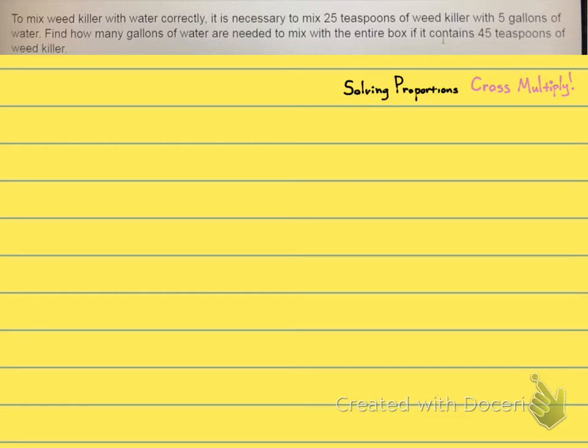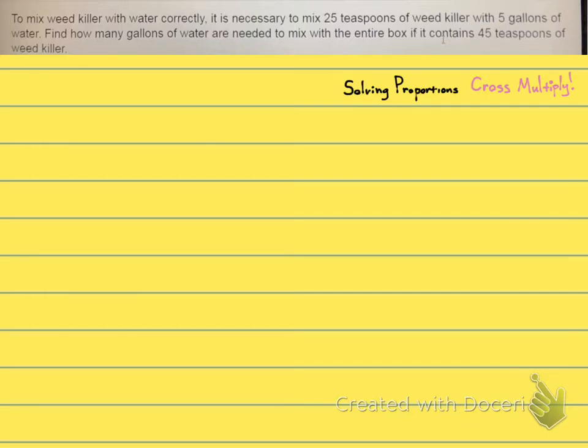So if you read through the problem, it says to mix weed killer with water correctly, it is necessary to mix 25 teaspoons of weed killer with 5 gallons of water. Find how many gallons of water are needed to mix with the entire box if it contains 45 teaspoons of weed killer. Okay, so we're going from 25, which we know, to 45, so almost double.